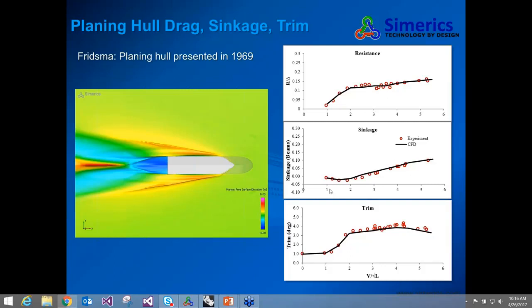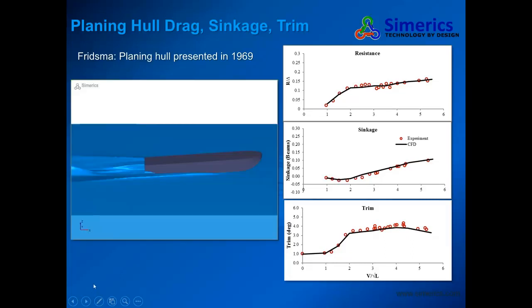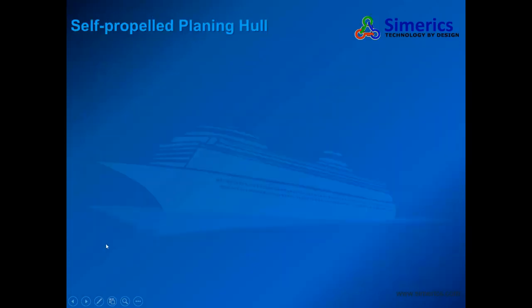This is also how the free surface looks. As you see, this is a very simple hull, but it's trimmed at a pretty large angle. As you see in the experiment, at a higher speed it is trimmed about 4 degrees. The previous one is a towing tank style of simulation.